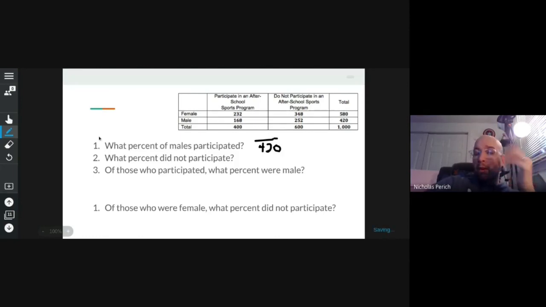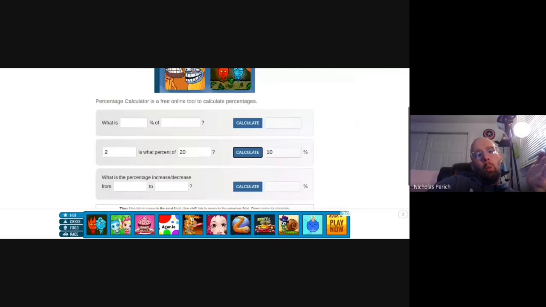What percent of males participated? 168 males participated. So it's going to be 168 out of 420. So let's go to our website. 168 out of 420 is exactly 40%. Look at that.